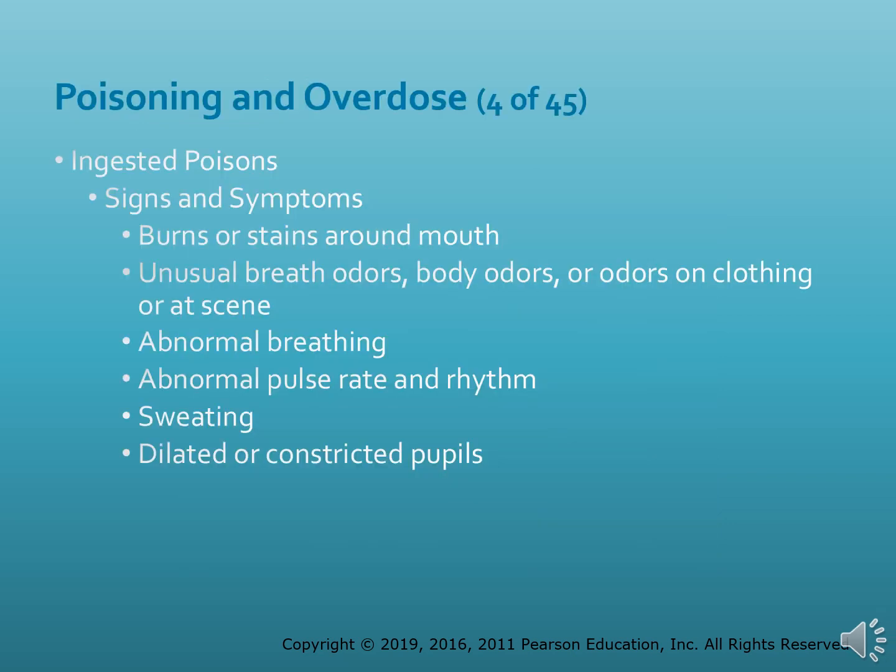Some signs and symptoms of ingested poisonings can be burns or stains around the mouth, unusual breath odors, body odors, or odors on clothing or at the scene, abnormal breathing, abnormal pulse rate and rhythm, sweating, and dilated or constricted pupils. So some things to think about: what substance commonly ingested in adults poses a significant poison risk when ingested by children? Think about that for a second and think about an answer.